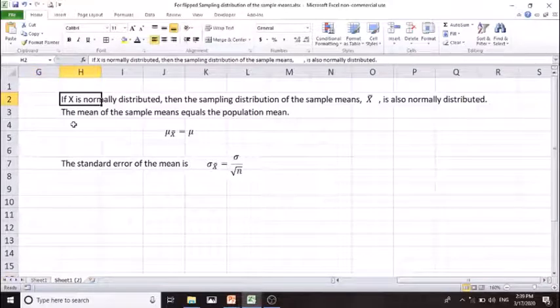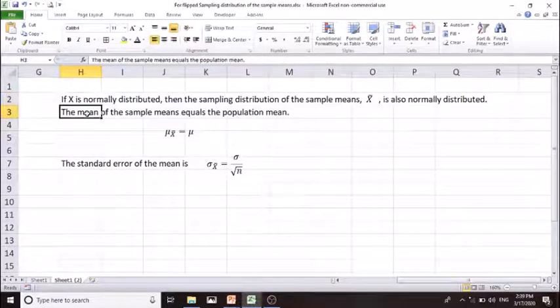First, if the scores are normally distributed, then any sampling distribution of the sample means is also normally distributed. Second, the mean of the sample means equals the population mean. And lastly, the standard error of the mean has this formula: the population standard deviation divided by the square root of n.